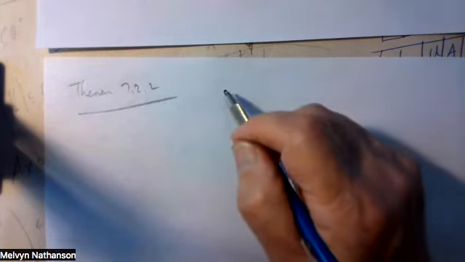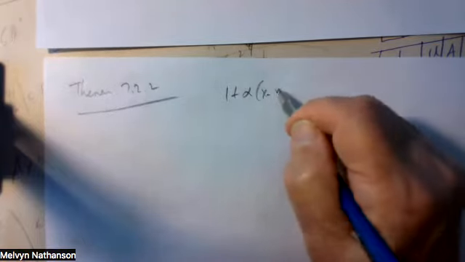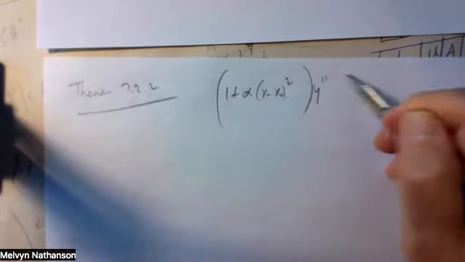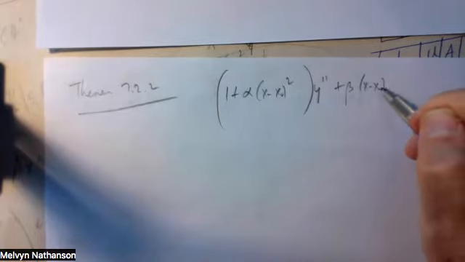You have a differential equation that looks like 1 plus some number alpha times x minus x naught squared, y double prime, plus beta times x minus x naught y prime, plus gamma y equals 0. So the problem we just looked at was exactly of this type.